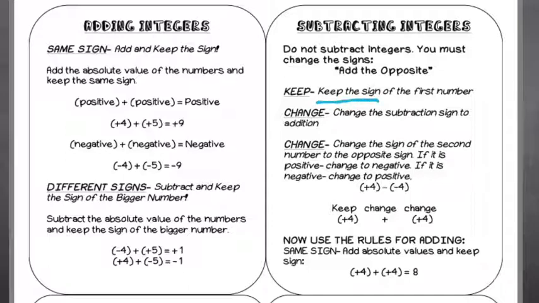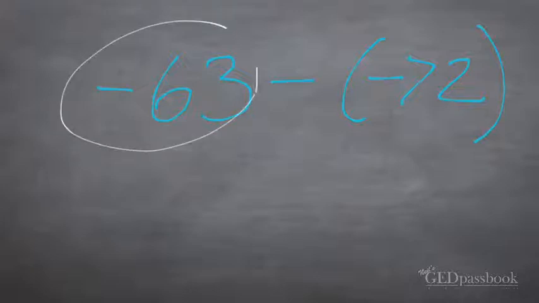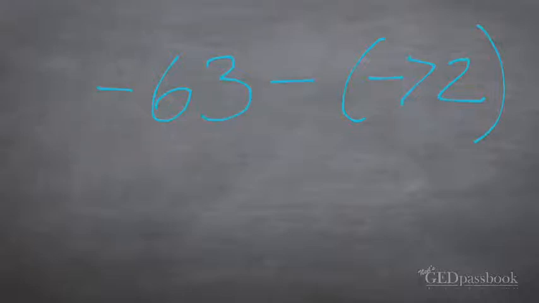Keep, change, change. So if you ever see a subtraction sign, and you see a whole bunch of integers everywhere, a whole bunch of negatives everywhere, who cares? You just must always have in your head, keep, change, change. That's the rule of subtracting integers. This is what I mean. What you do is you keep the sign of the first number. Just keep it the way it is. Just rewrite it.